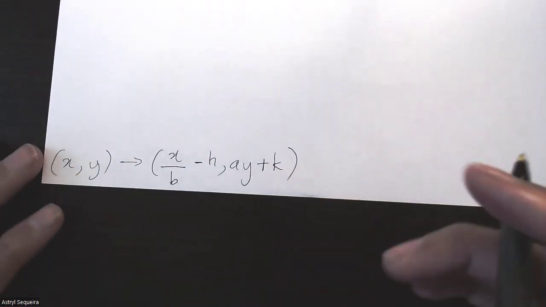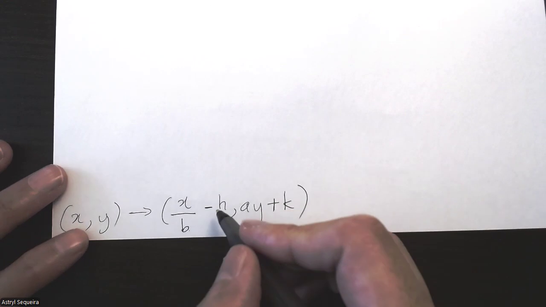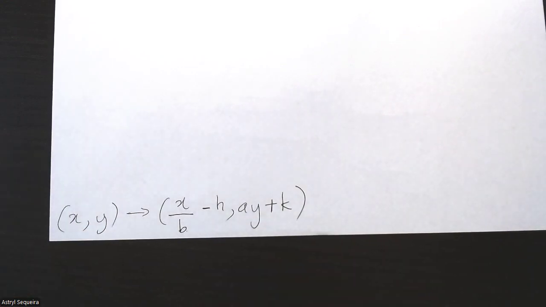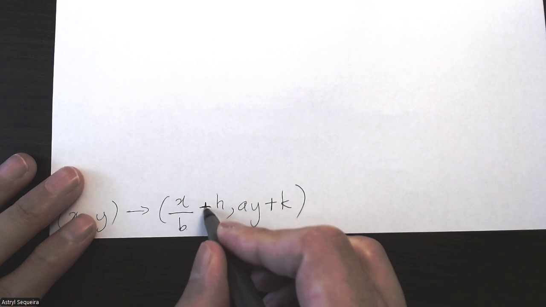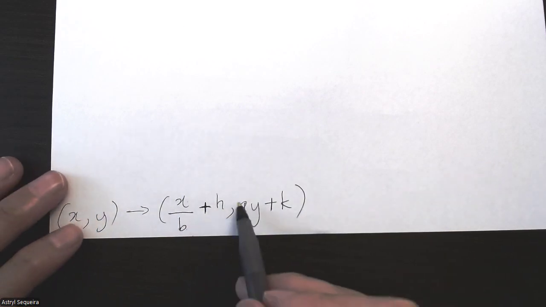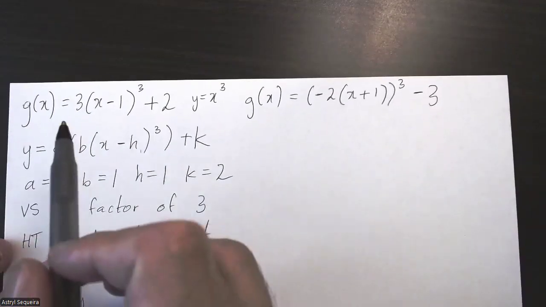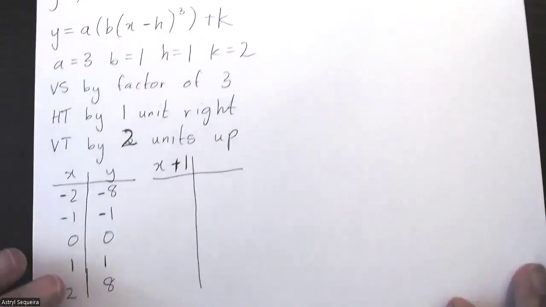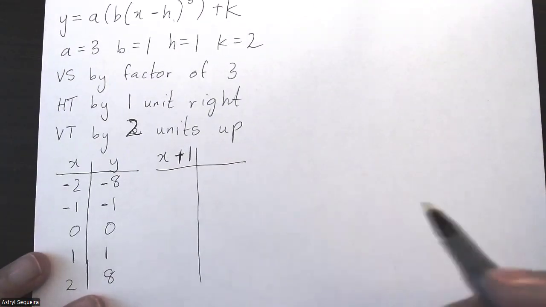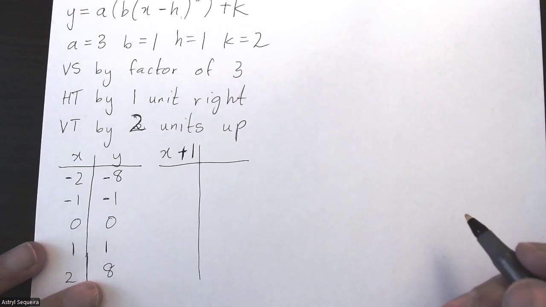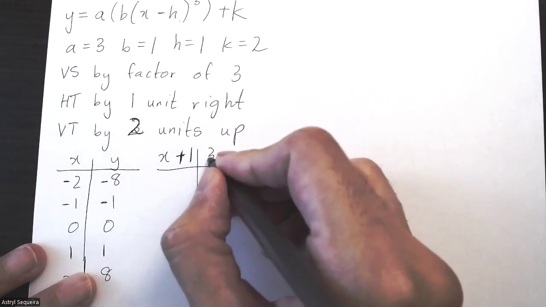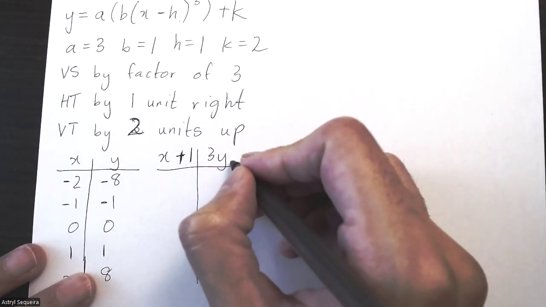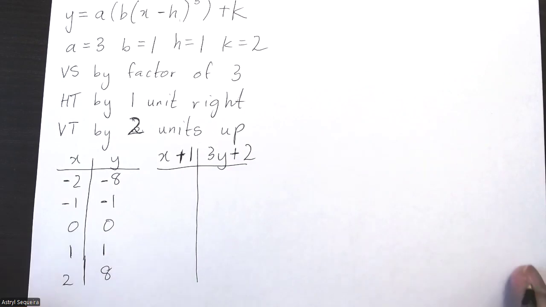Oh, I think I might have messed up my formula here. Is this x over b plus h or minus h? It is plus h. I accidentally wrote that as a minus there. It's x over b plus h. It's minus in just the transformed equation. That's x plus 1, x plus b, x plus h, no b value. And then my a value is 3, so 3y plus k, which is 2.